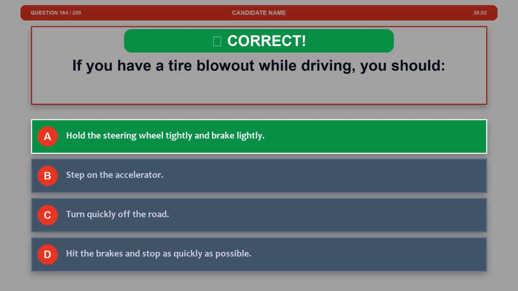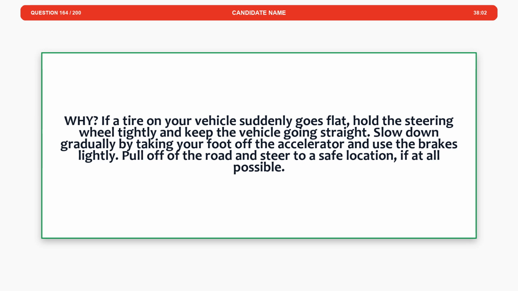The correct answer is option A. Hold the steering wheel tightly and brake lightly. Explanation. If a tire on your vehicle suddenly goes flat, hold the steering wheel tightly and keep the vehicle going straight. Slow down gradually by taking your foot off the accelerator and use the brakes lightly. Pull off of the road and steer to a safe location, if at all possible.